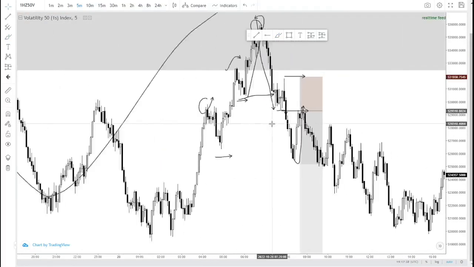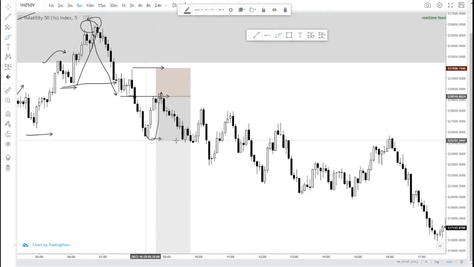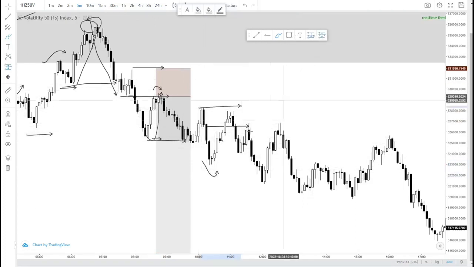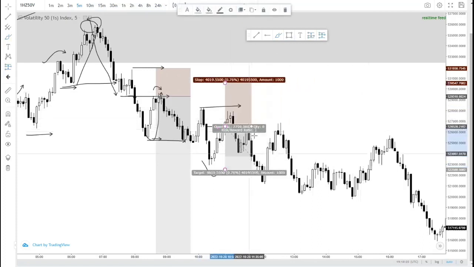Now, lo and behold, that's entry number one. From entry number one, price comes back down and breaks structure, with a high and a low. You now have an S&D zone, which in turn is entry number two, off that retest. So this is your second entry right there.